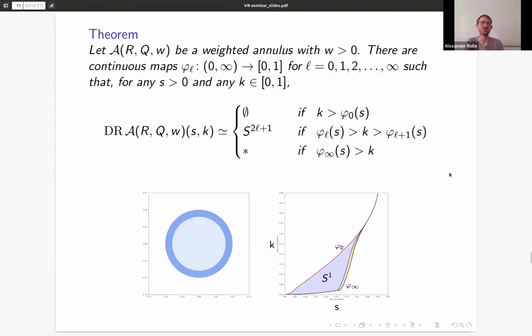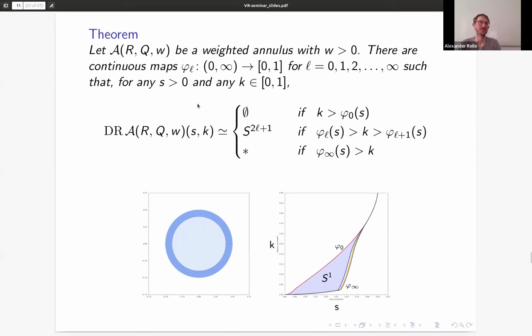Okay. And so now the main theorem that I want to talk about today is a calculation of the degree-Rips complexes of these metric probability spaces up to homotopy type. So let A_{R,Q,W} be a weighted annulus with W greater than 0. Then there are continuous maps, phi_L, for L going from 0 to infinity, such that for any S and any K, we have this formula.